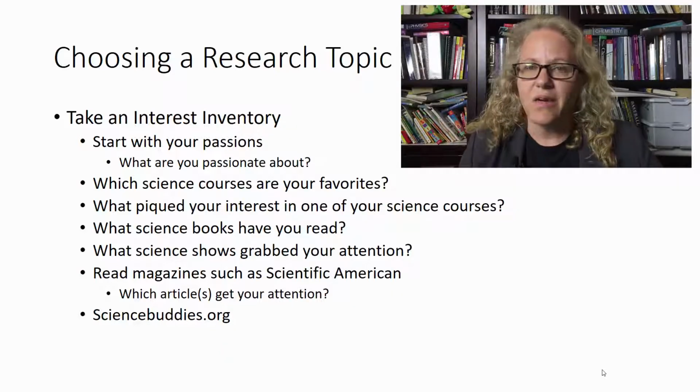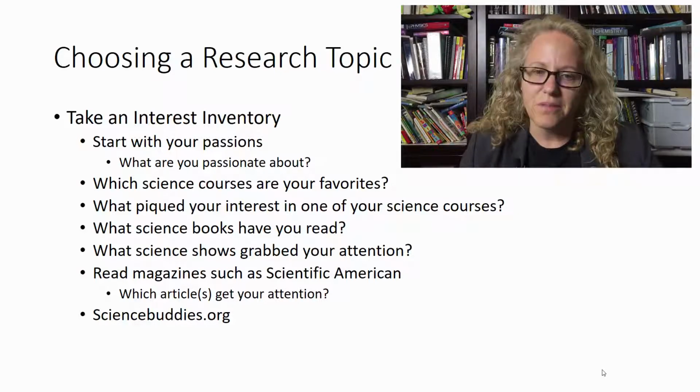Today I wanted to talk about choosing a research topic for your high school research project. The first thing you want to do is start with an interest inventory. Find out what you're interested in, or gather the things you're interested in, because you probably already know what you're interested in, but you should definitely pursue a topic in an area that interests you because you're going to be spending a lot of time on that topic.